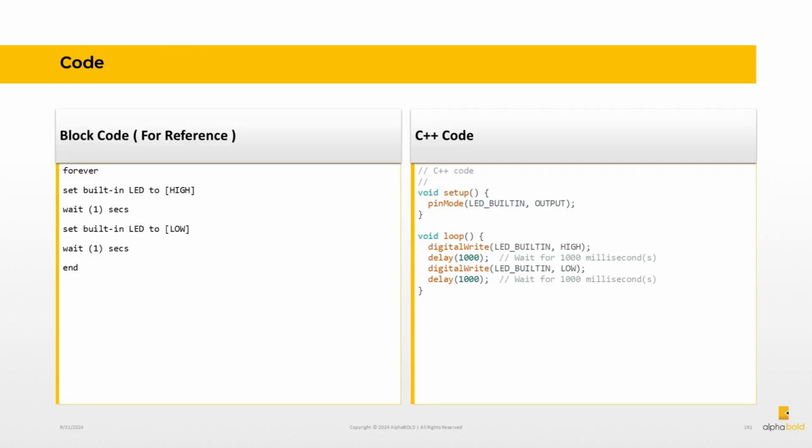The C++ code controls the built-in LED on an Arduino board. The setup function configures the LED pin as an output. The loop function then repeatedly executes. Inside the loop, digitalWrite(LED_BUILTIN, HIGH) turns the LED on, and delay(1000) pauses for 1 second, 1000 milliseconds. digitalWrite(LED_BUILTIN, LOW) turns the LED off, and another delay(1000) pauses for another second, creating a blinking effect.